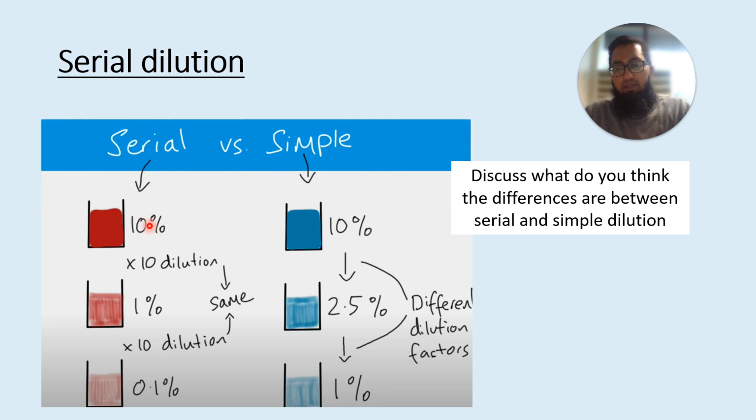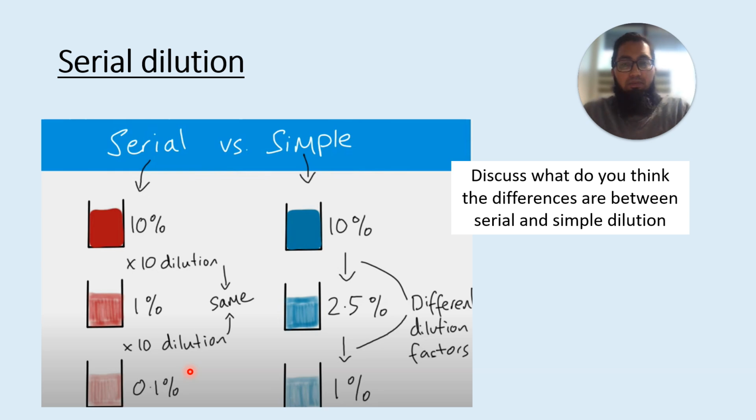So if you look here, I have 10% as my concentration. Out of that 10%, I'm going to take away 1% and then place it in water. So I have diluted it. And then again, I will take another 1% from here and put it into more water. So each time my dilution is the same fold, the same factor. That's serial dilution.